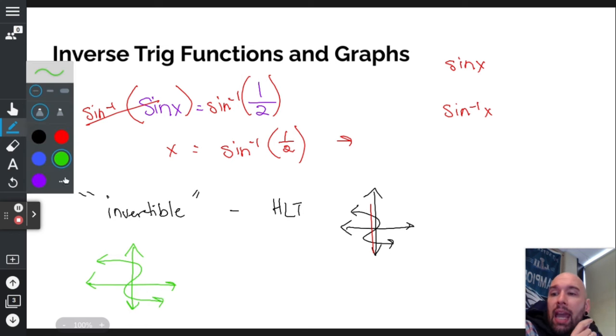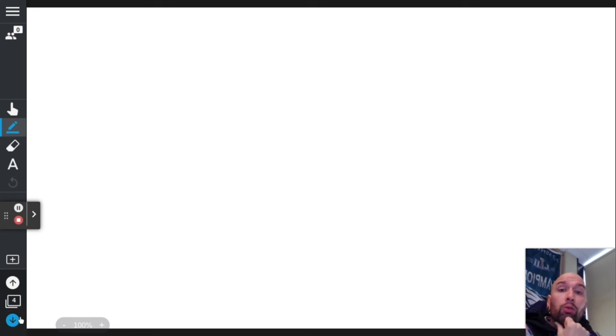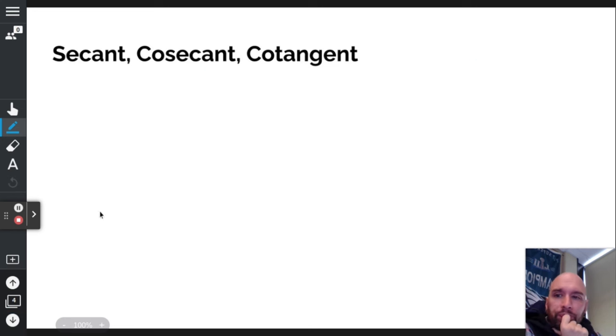You would make a horizontal line like so, and you would pass that through the graph and notice that in this case, it doesn't hit the graph more than once. So you would be like, yeah, that one's invertible. That means the inverse of this graph exists, even though the function is not a function. It's not a function in itself because it fails the vertical line test, but the inverse exists. That's what invertible means. Does the inverse exist? And you use the horizontal line test to do it.